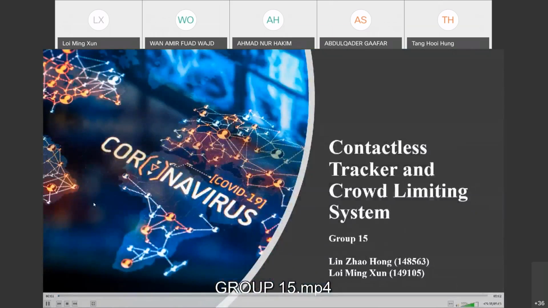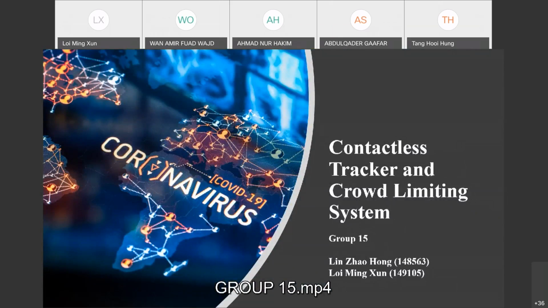Hi everyone, I'm Lin Zhao Hong from Group 15, and our topic is Smart Security. We name our project as Contactless Tracker and Crowd Limiting System.